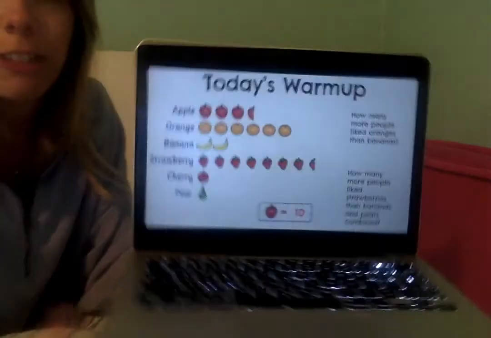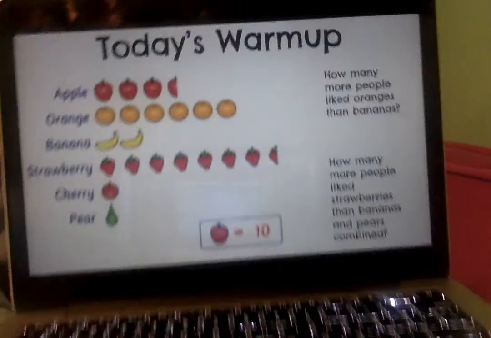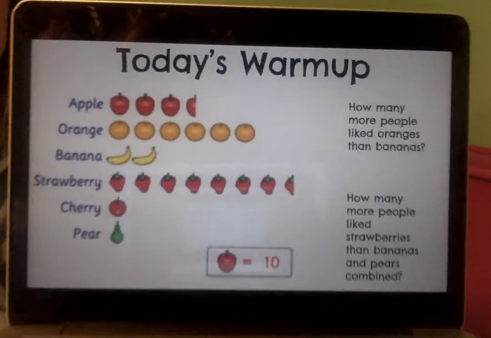Hey guys, it's Tuesday, March 31st, and we are going to be going over the standard OA7. We will dig into that deeper, but first I want you to complete the warm up. So, at home, on your packet or on a separate sheet of paper, this is the warm up that you are going to be completing.